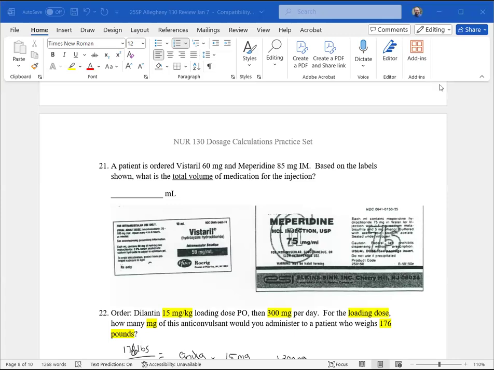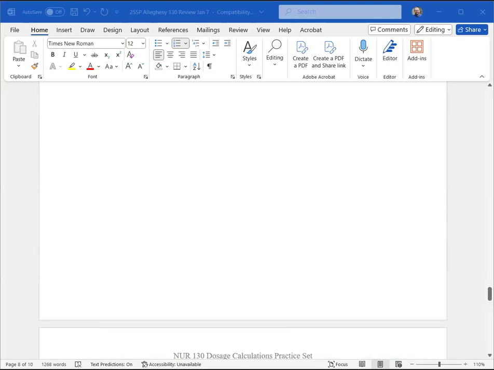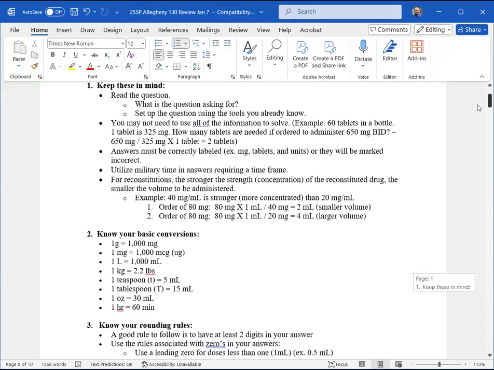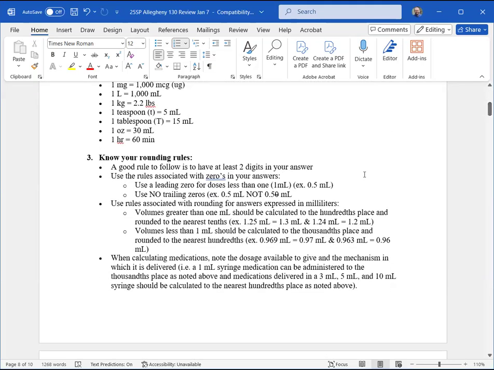Okay, good. So some good questions about rounding. The first question is, when converting from pounds to kilograms, do we follow the same rounding rules? The rounding rules for nursing are always going to be that you want to make sure you're rounding to the nearest tenth. So that is still the correct thing to do.